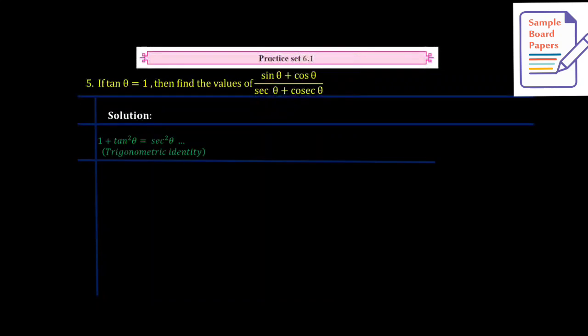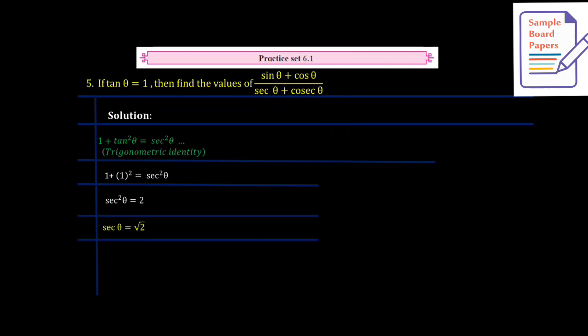Put the values. 1 plus 1 the whole square equals sec square theta. So the square of 1 is 1 only. So 1 plus 1 we are getting as 2. So sec square theta is 2. Now take the square root. Sec theta is square root of 2. So directly we have got the answer, because 2 is not a perfect square. So the answer will be root 2 only.